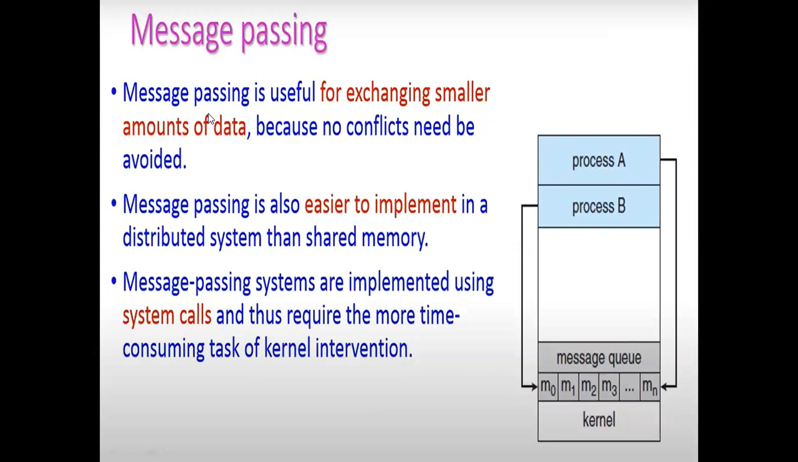First we'll see the message passing model, which is useful for exchanging smaller amounts of data because conflicts are avoided. Message passing is an easier task to implement in a distributed system than a shared memory system. Message passing systems are implemented using system calls and thus require the more time-consuming task of kernel intervention. Here you can see how the message passing model works.